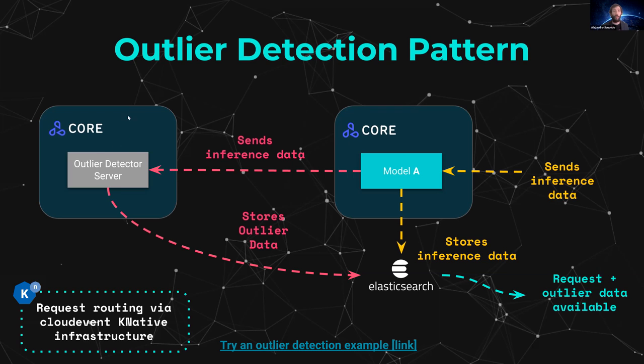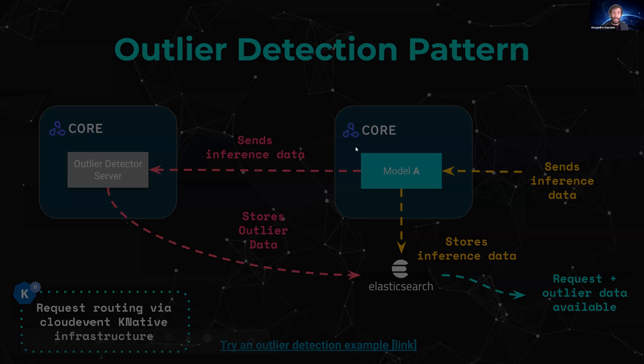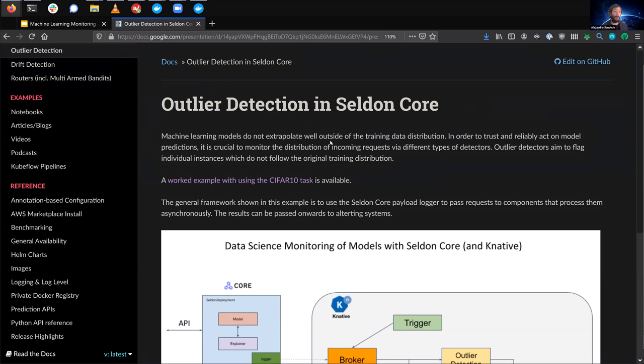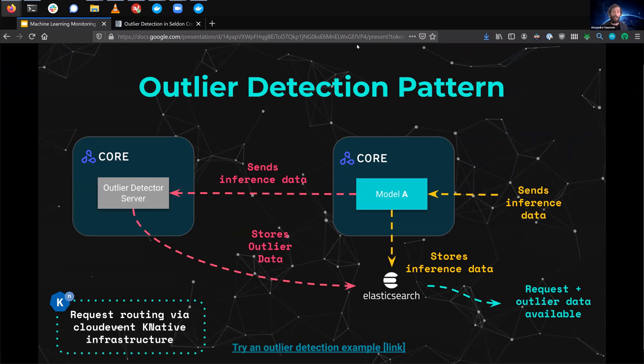It can do an assessment of whether the data is in distribution or not with a set of algorithms that you can try in some of the examples that we link, using our open source tool Alibi. You're going to be able to actually test how all of this fits together. And this basically stores whether the data is an outlier or not. So when you look into the data of your input request, you're able to know whether that request had a particular outlier, or you can set up more specific alerts that are relevant to that.